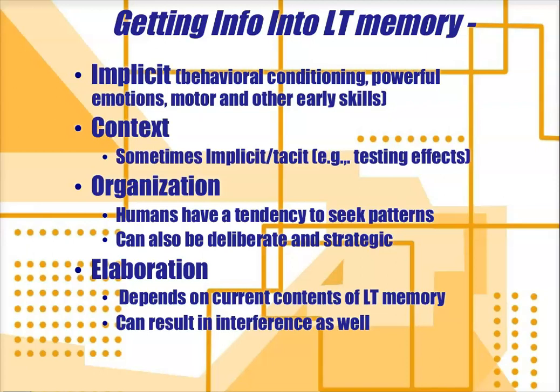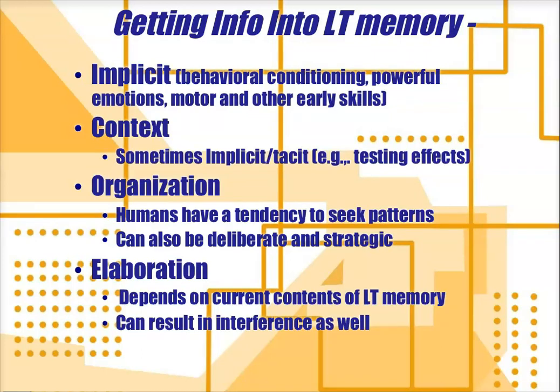Organization and elaboration kind of go together. Humans have a tendency to seek and make patterns, and we can also do this very deliberately, such as when we study and put something in a pattern. And elaboration is probably the home run of how things get into long-term memory. Elaboration happens when we connect what we're trying to learn to what we already know. It's like there's an empty puzzle piece or an extra hook, and we say, oh yeah, that fits right there.